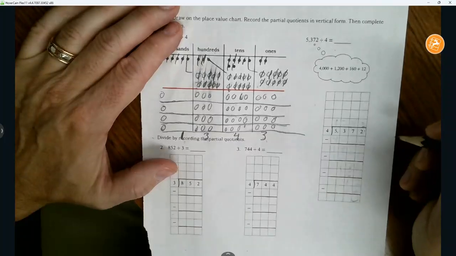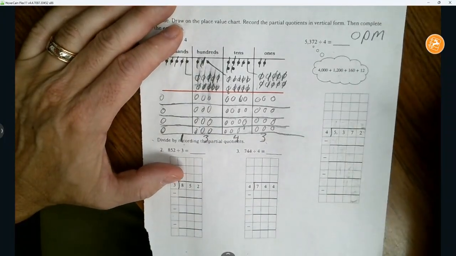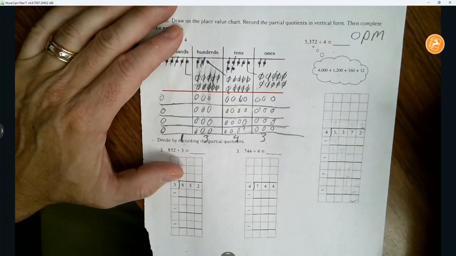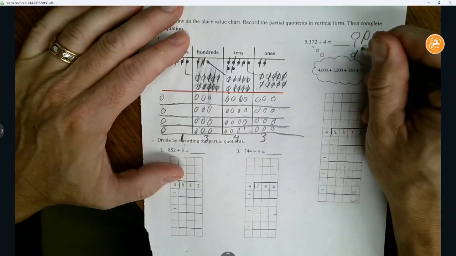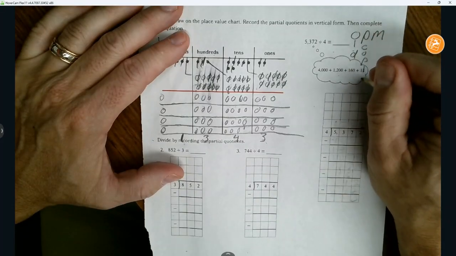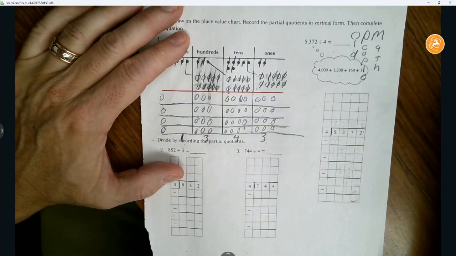All right, so this is OPM. What's that stand for? My class is already laughing. Yes, old people math. Yep, old people math.